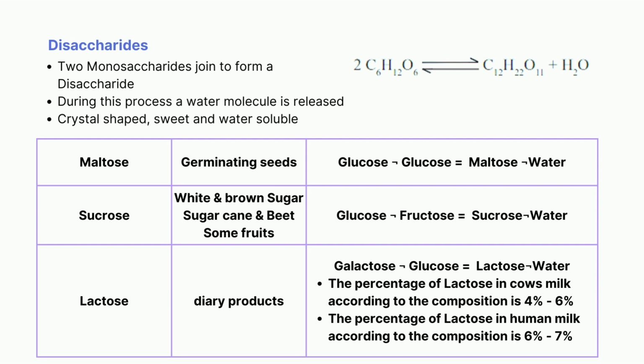Now we will look at the third type of disaccharide, that is lactose. Lactose is present in dairy products. The lactose molecule again is made up of two monosaccharides, one is glucose, the other one is galactose. So when a molecule of glucose and galactose combine together, you get a molecule of lactose with the releasing of a water molecule. There is about 4 to 6% of lactose in cow's milk, and 6 to 7% of lactose in human milk. So now let's see what are polysaccharides.